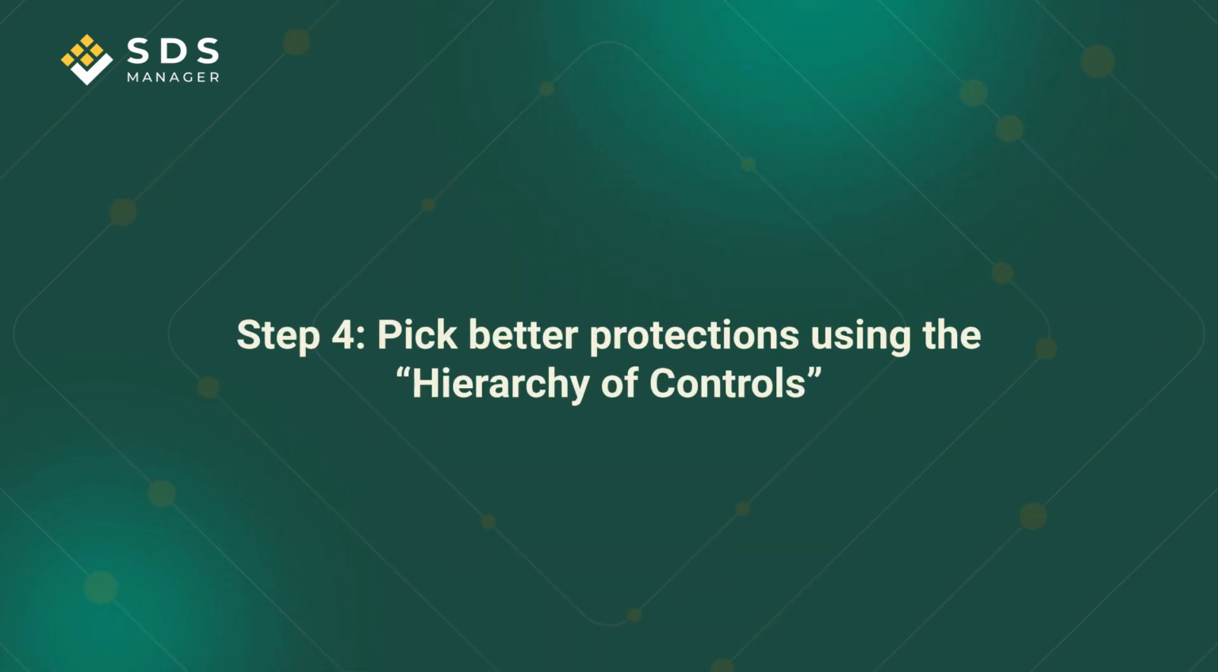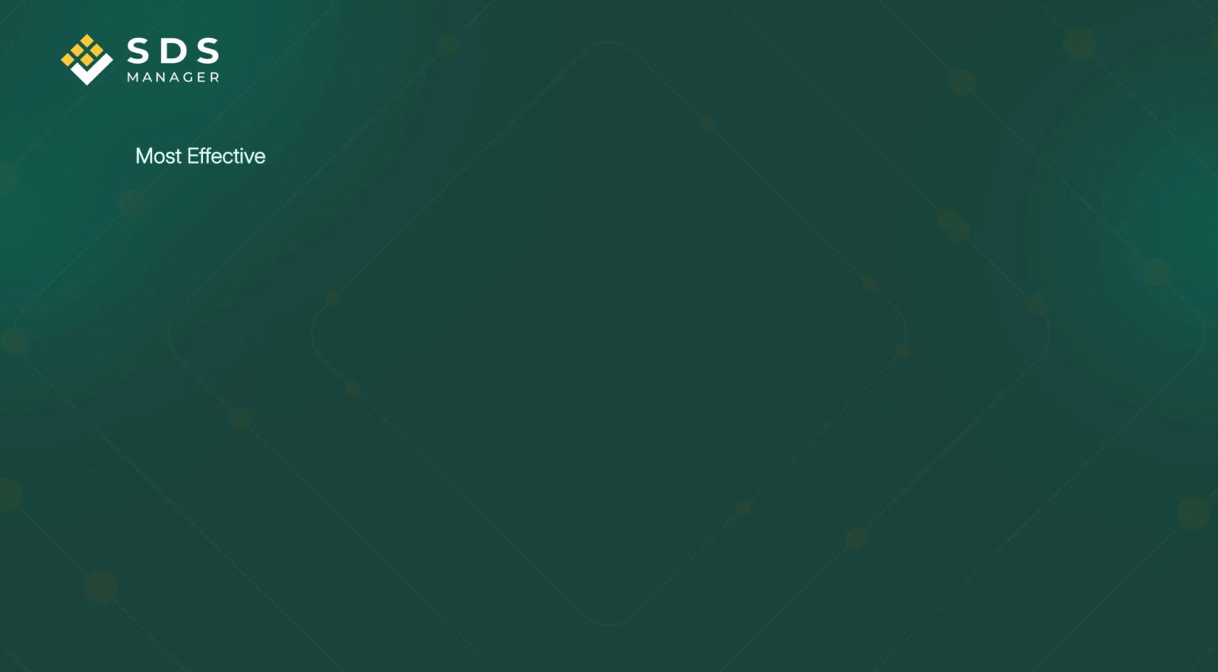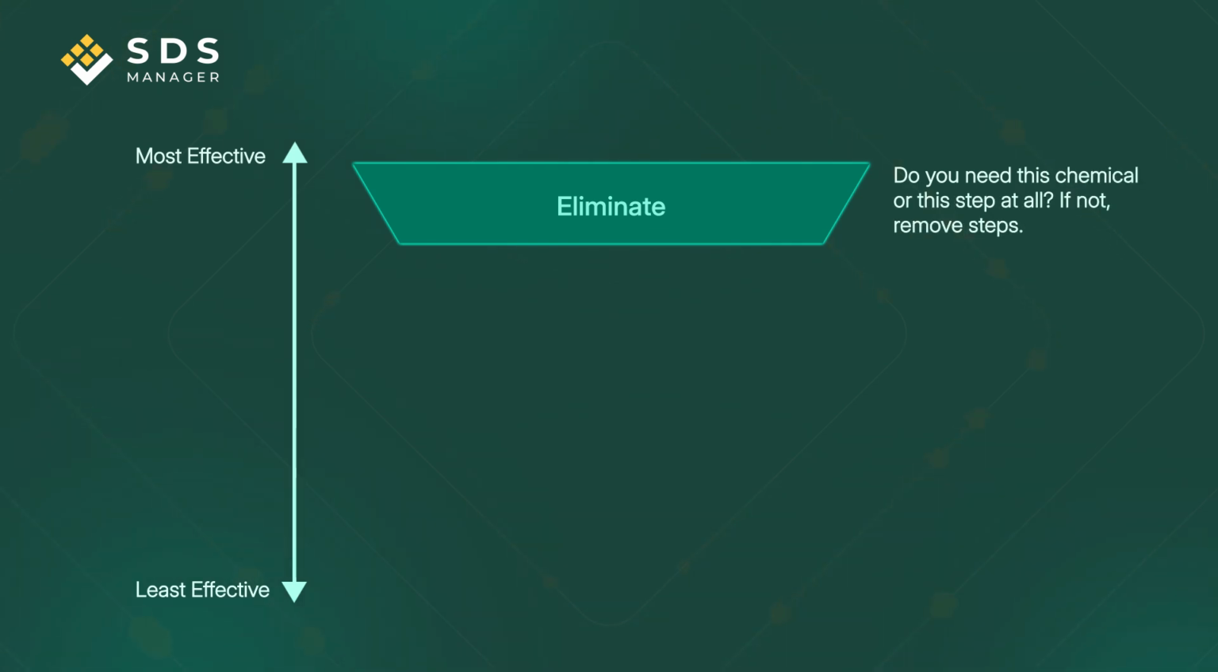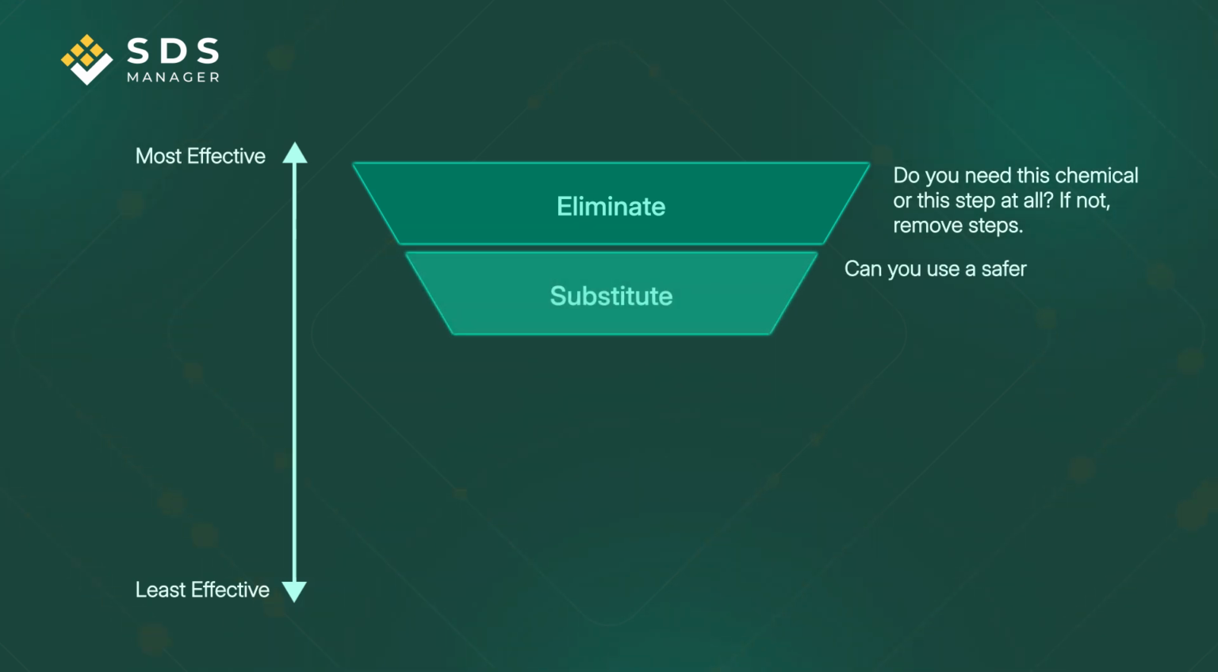Step 4. Pick better protections using the hierarchy of controls. Use the controls from strongest to weakest. Aim higher up the list whenever you can. Eliminate. Do you need this chemical or this step at all? If not, remove steps. For example, swap solvent wipe for mechanical cleaning. Substitute. Can you use a safer product or a diluted version? If so, then replace a strong acid cleaner with a milder one.